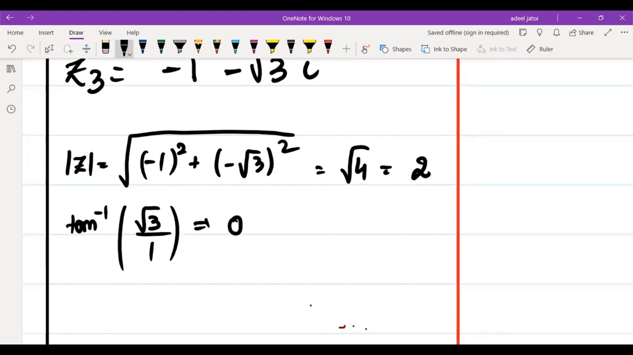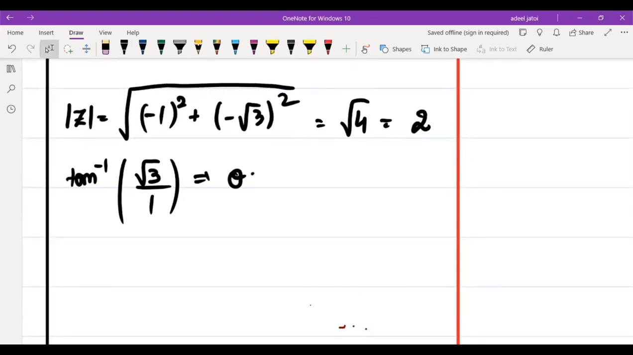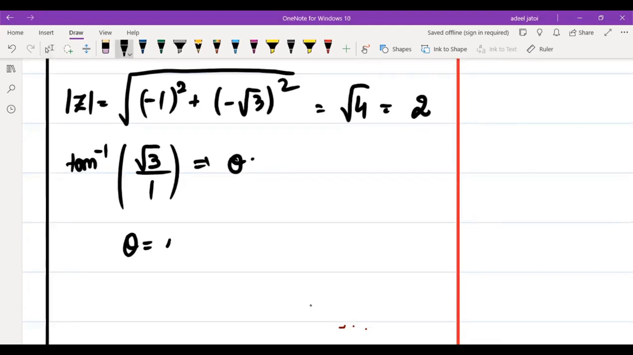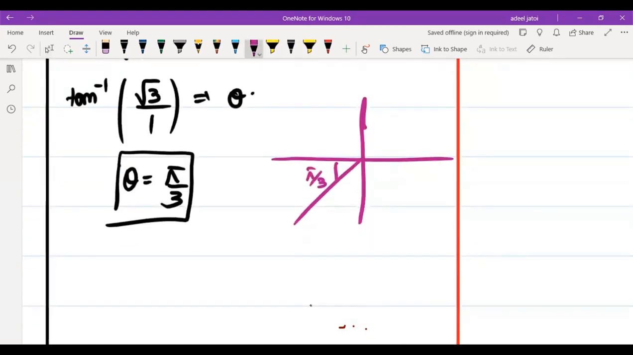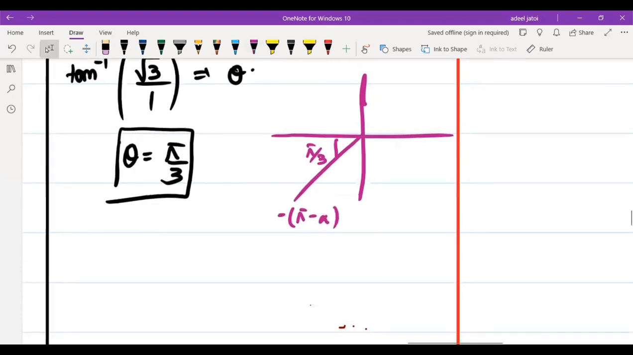So this will give me the theta. The theta that we have is pi upon 3. But we know that this thing is in the third quadrant, negative, negative. So if this is pi upon 3, for the third quadrant we use negative pi minus alpha. So what we can do is negative pi minus pi upon 3. So 3 pi minus pi, which means it should be minus 2 upon 3 pi. So this becomes your theta.